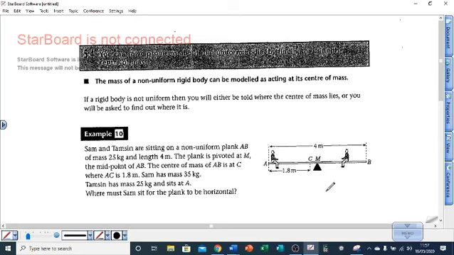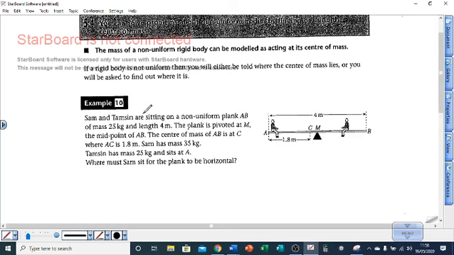Okay, so this last one on moments, 5.4. It says you can solve problems about non-uniform bodies by finding or using the centre of mass. So the mass of a non-uniform rigid body can be modelled as acting at its centre of mass. So if a rigid body is not uniform, then you will either be told where the centre of mass lies or you will be asked to find where it is.